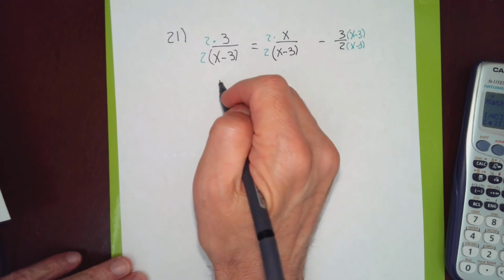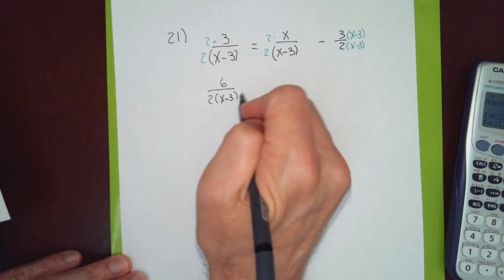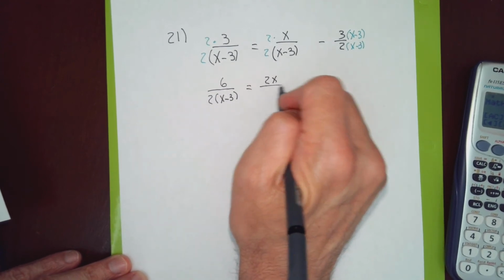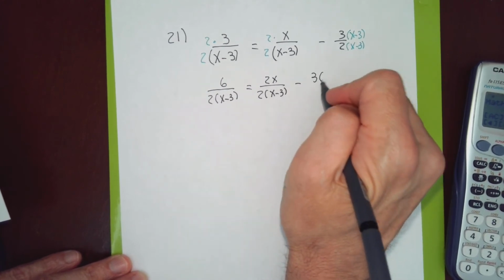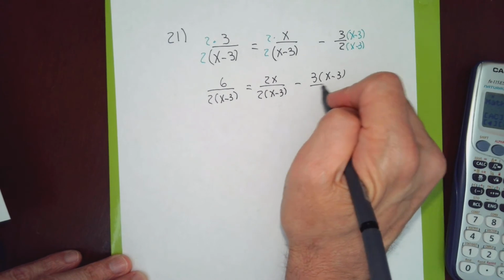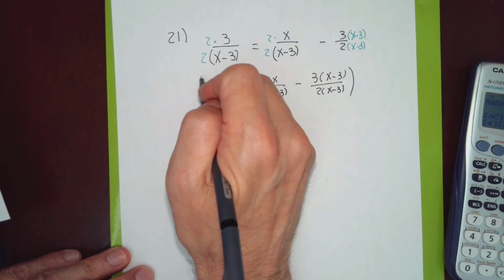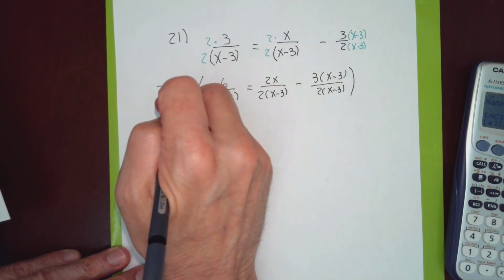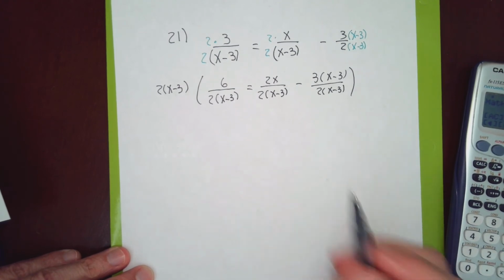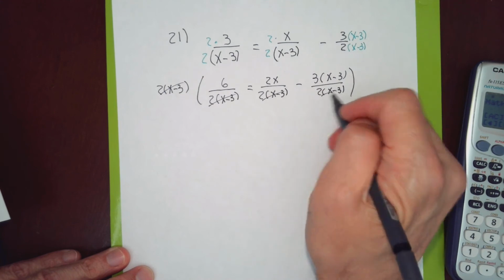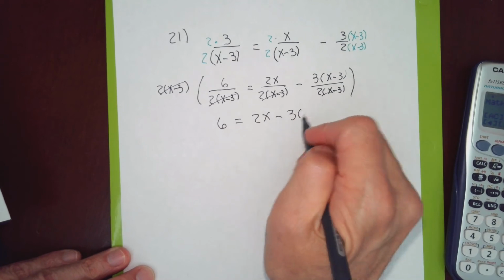So this is going to give me 6 over 2 times x minus 3 equals 2x over 2 times x minus 3 minus 3 times x minus 3 over 2 times x minus 3. So I've made each fraction have the same denominator. Since there's an equal sign, I'm allowed to clear the fractions. In section 2.4, we couldn't clear the fractions because there wasn't an equal sign. So clear the fractions. This gives me 6 equals 2x minus 3 times x minus 3.